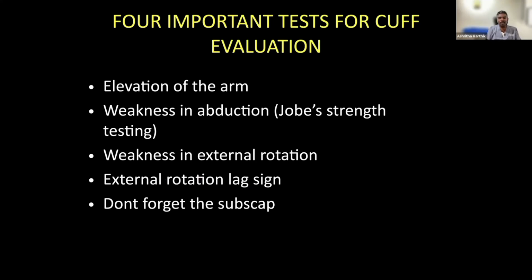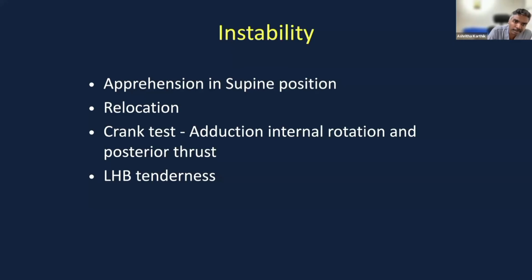So this is about cuff tear. In a cuff tear, look at the elevation of the arm; you see how much the patient elevates. Weakness in abduction, you do strength testing for supra. Weakness in external lag, and don't forget.